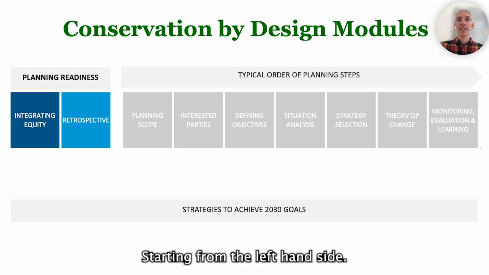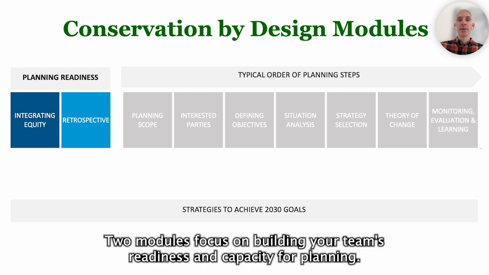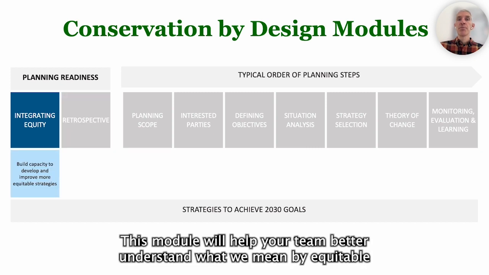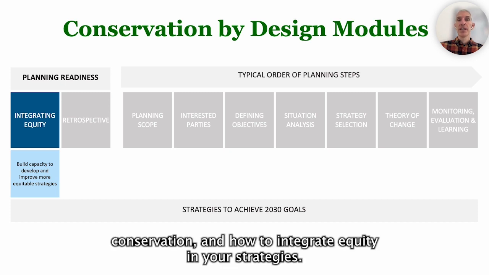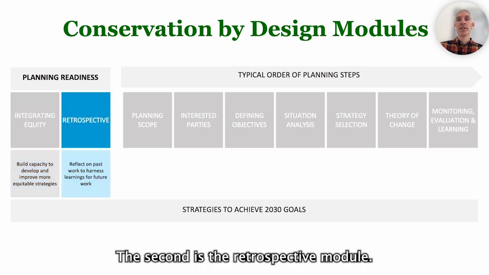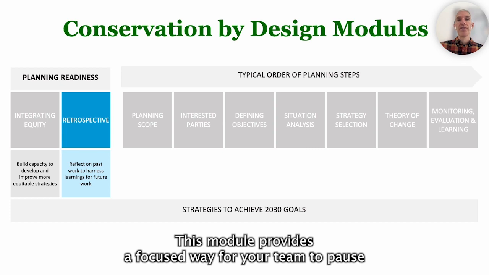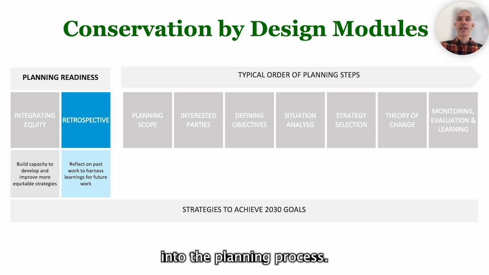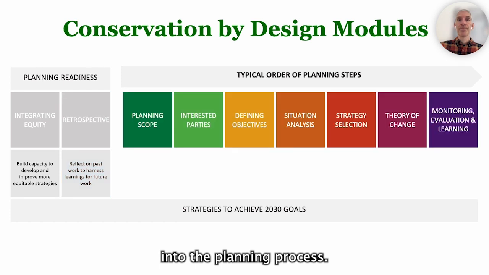Starting from the left-hand side, 2 modules focus on building your team's readiness and capacity for planning. The first focuses on integrating equity. This module will help your team better understand what we mean by equitable conservation and how to integrate equity in your strategies. The second is the retrospective module. This module provides a focused way for your team to pause and reflect on its work to date and be ready to bring those learnings into the planning process.